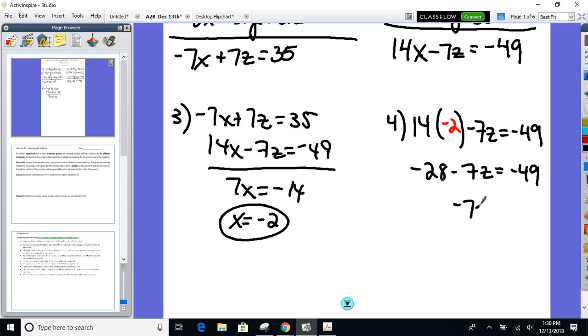I'm not too sure, what's this? Add 28, what do you end up with? 21, negative 21. So what's my value of z? 3, okay, and then finally, how do I get y out?